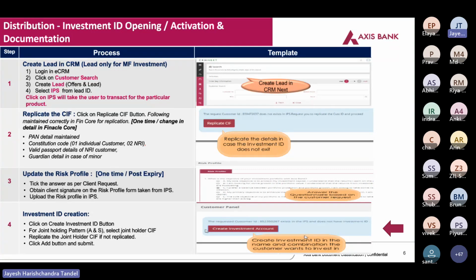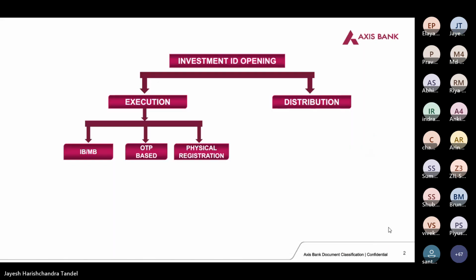So this is a process of distribution mode of investment ID creation, which can be created by the RM. With this, customer offline investment ID gets created. To activate that offline investment ID under online mode, there are 3 processes, which is IBMB, internet banking and mobile banking, which is customer initiated process. Second is OTP based registration, and third is physical registration.